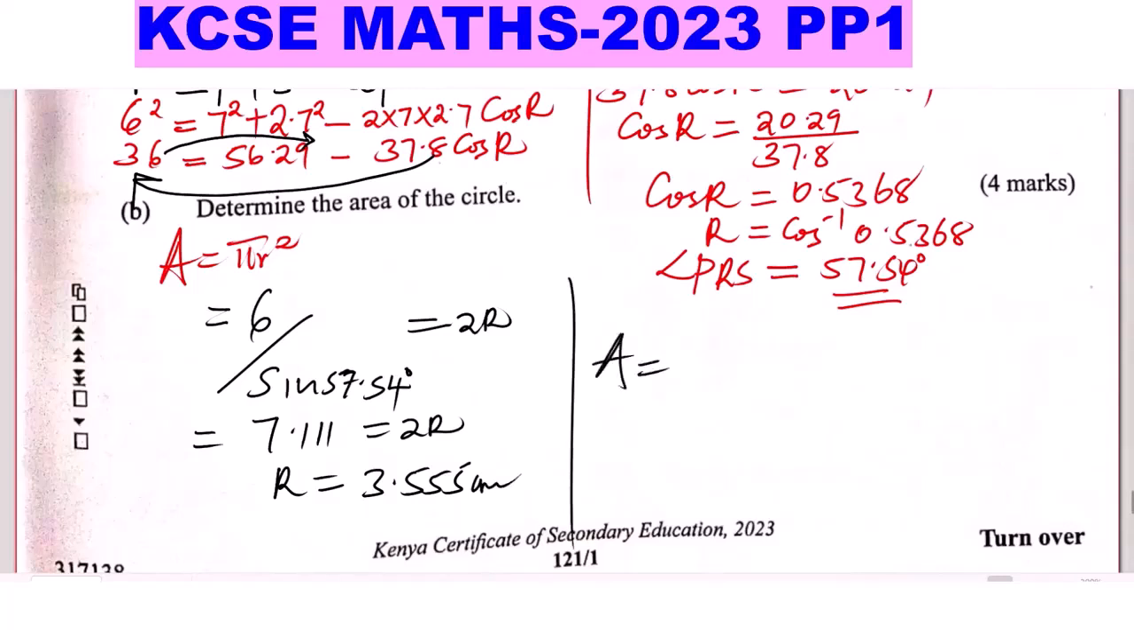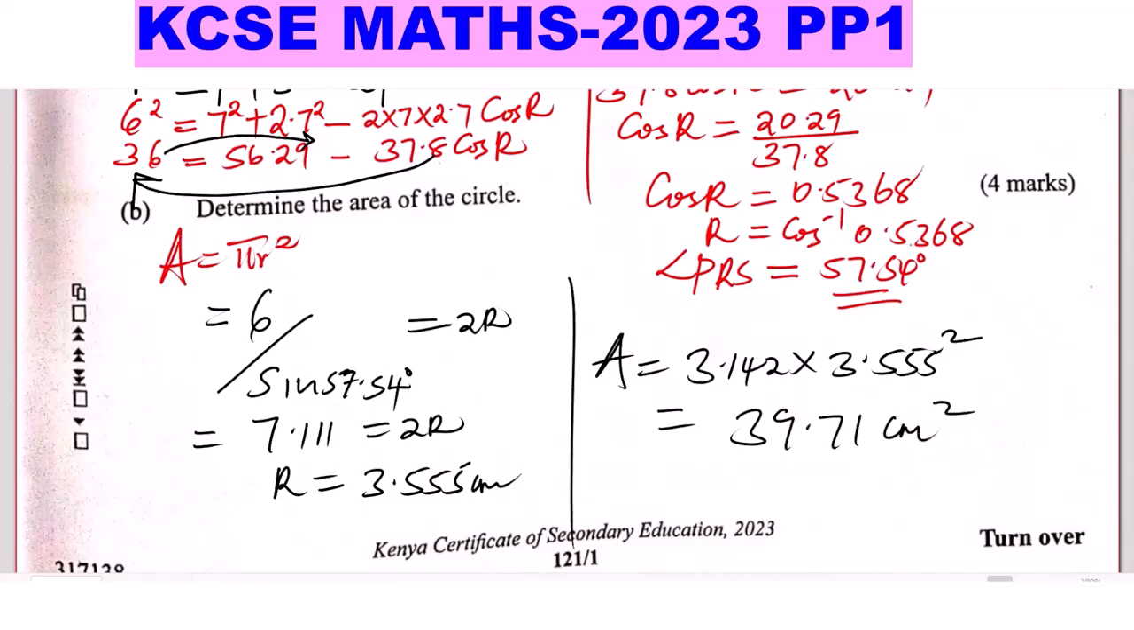Area is equals to, we use pi to be 3.142 times the radius, that is 3.555 squared, and this will give 39.71 centimeters squared. So that is how we're supposed to solve that question.